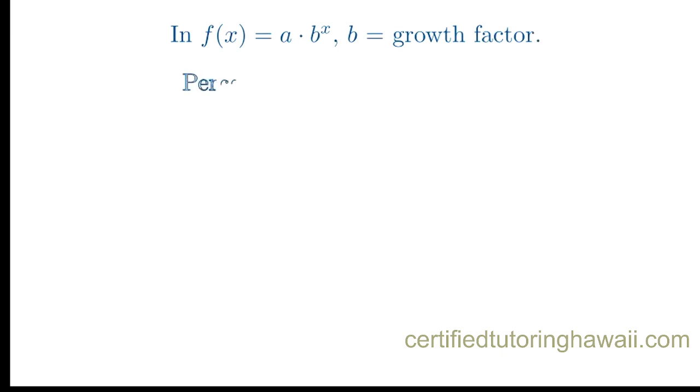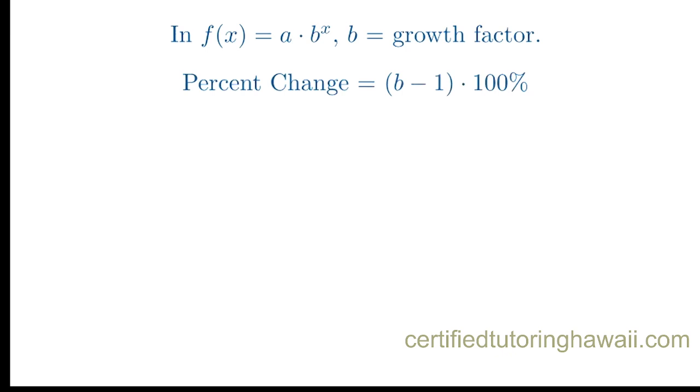A key part of this is understanding the growth factor, b. The base b in f of x equals a times b to the x is not just a growth factor, it also tells us the percent change per unit of x. We can calculate the percent change using a simple formula. Percent change equals the quantity b minus 1 multiplied by 100%.